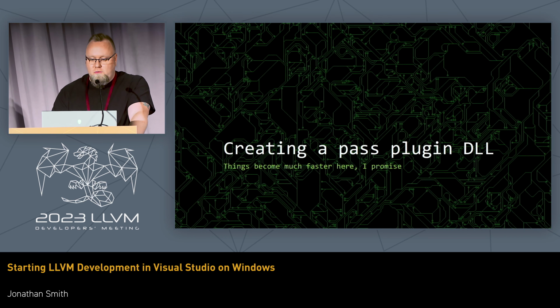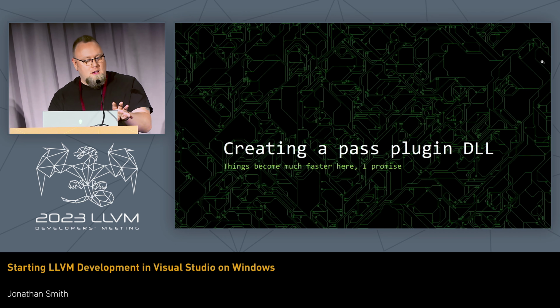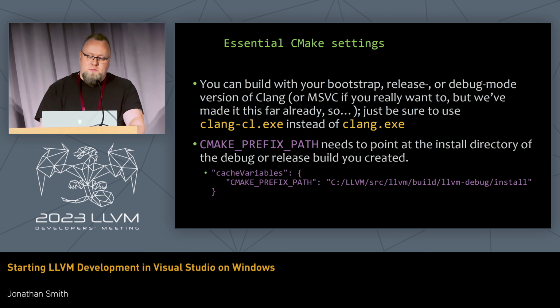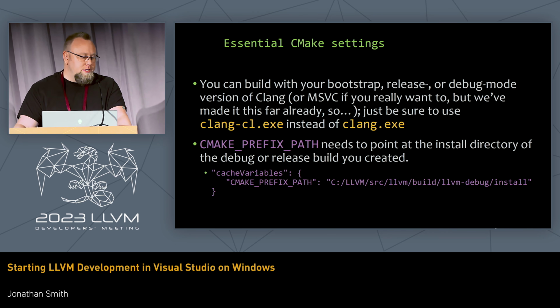Okay. So, creating the regular IR pass plugin under Windows as a DLL. I say regular because everyone's talking about MLIR now. You can build your debug version of LLVM basically using whatever you want. I already built the bootstrap version of it. The reason I do that is because it's faster. That's subjective, of course, but in my experience, it's faster to use Clang with LLD to get everything built.